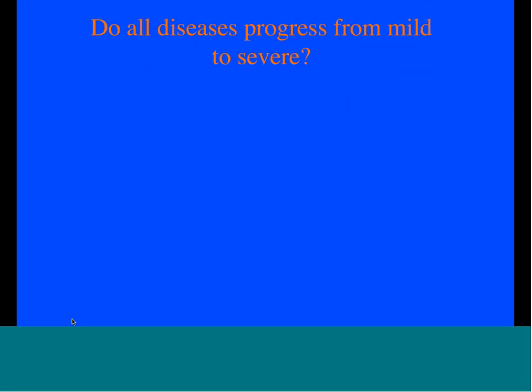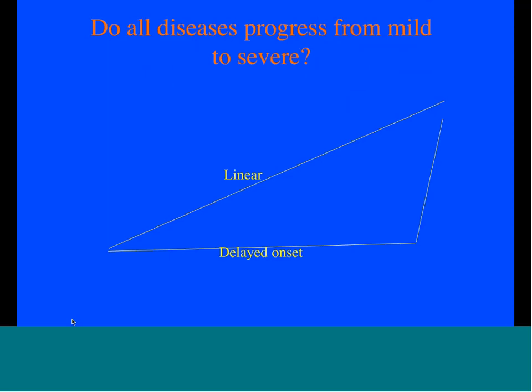I think the question I'd like to ask is, do all diseases progress from mild to severe? You could have a linear pattern. You start off mild, and you become more severe. You could have a delayed onset with very few symptoms, and all of a sudden you reach a threshold and you start developing more symptoms. You have a more rapid onset where the symptoms develop right away and then it plateaus. I think Cushing's is probably going to be either delayed onset or linear, some people are rapid onset, but whatever it is, you want to try to catch it early.